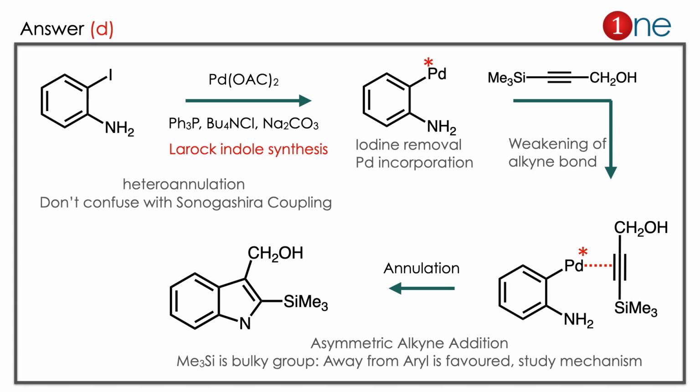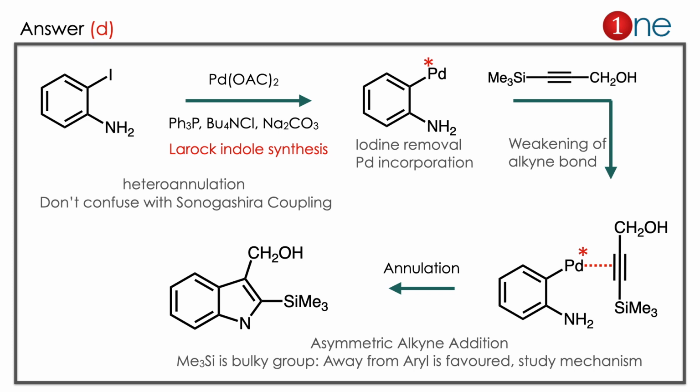So palladium is inserted. Next step you have the addition of the alkyne. Here during the addition the bulky group goes away from the benzene ring. So SiMe3 is the bulky one, it goes away. That's why SiMe3 is away from the ring, and CH2OH is near the ring.